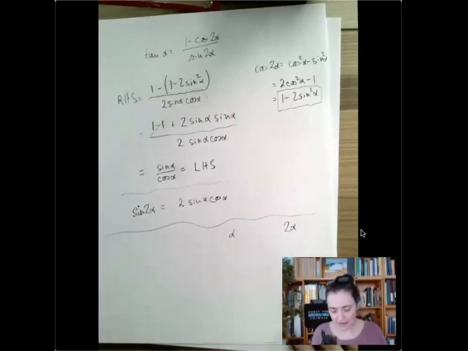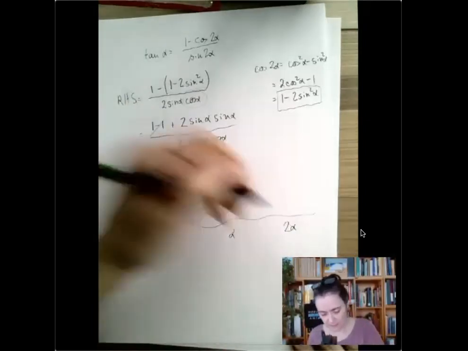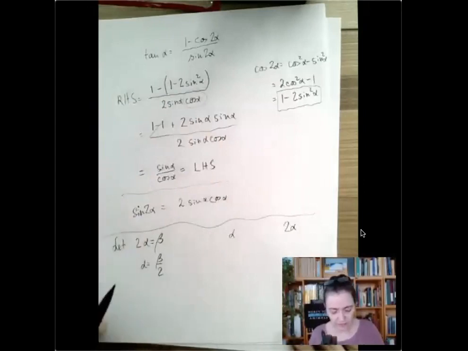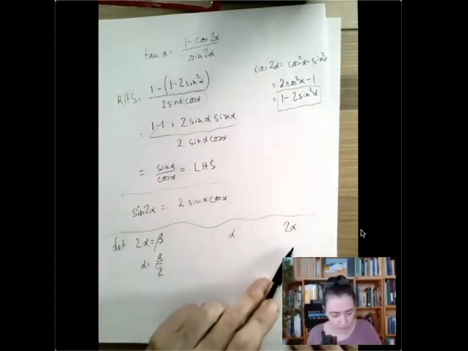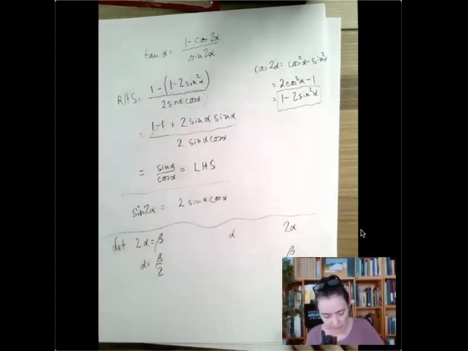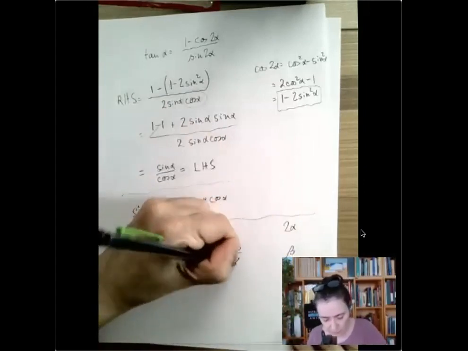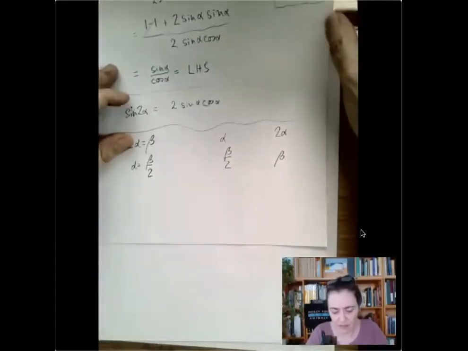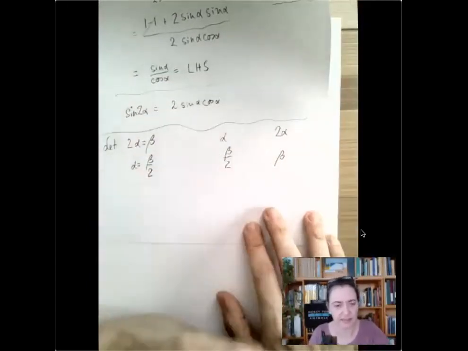So here is how it goes. Let 2 alpha be beta. And then divide both sides by 2. Alpha equals beta over 2. And if you rewrite these two guys, 2 alpha is now beta, and alpha is now beta over 2. It's the same connection, but now the emphasis on sort of this is half of that.